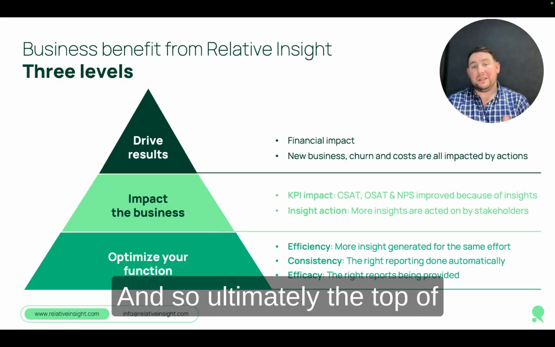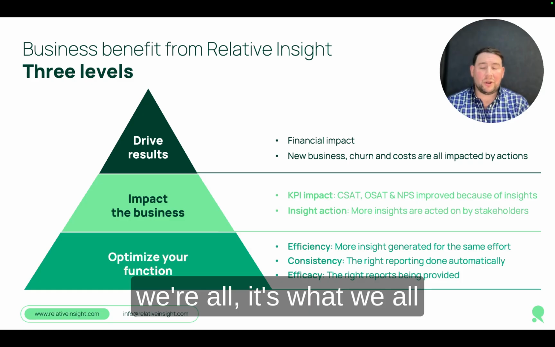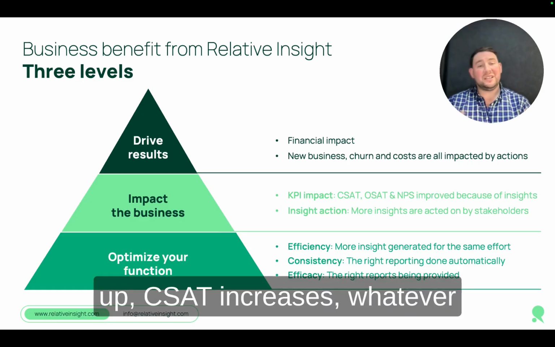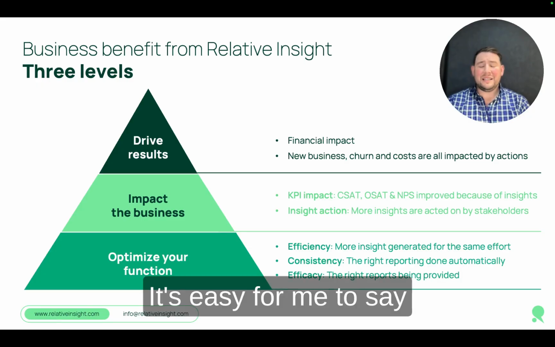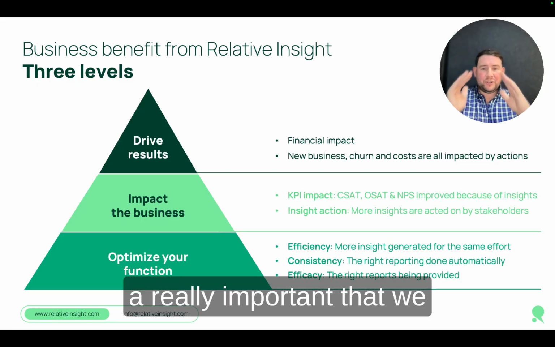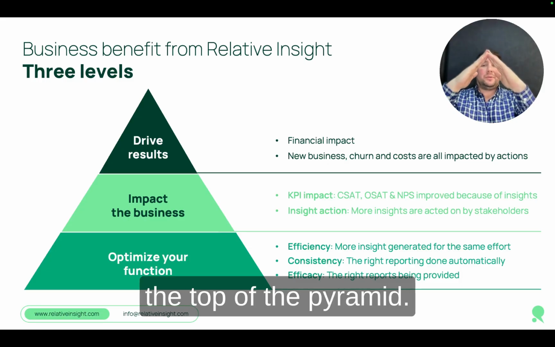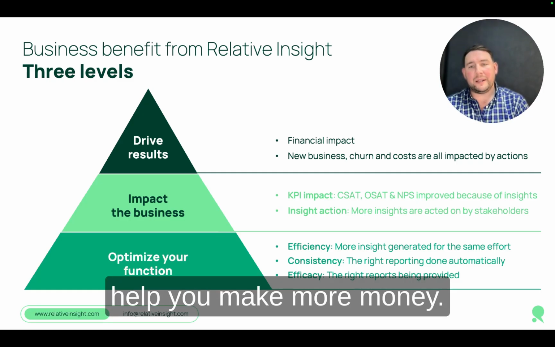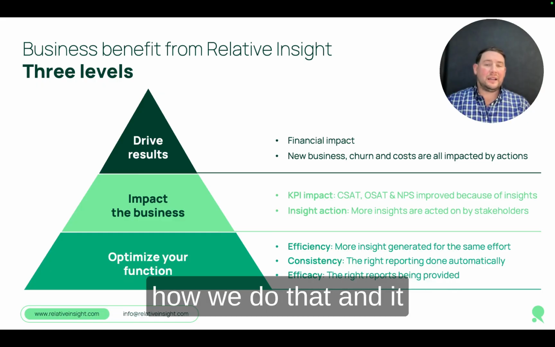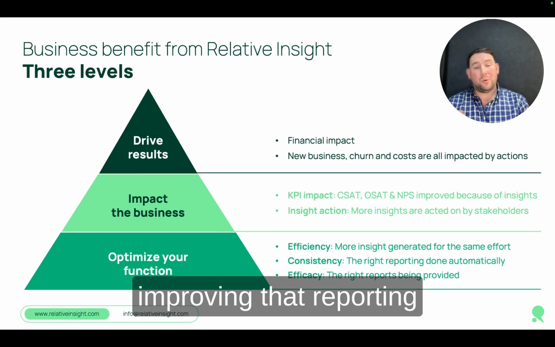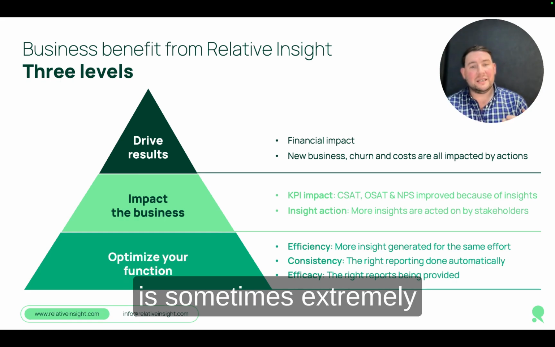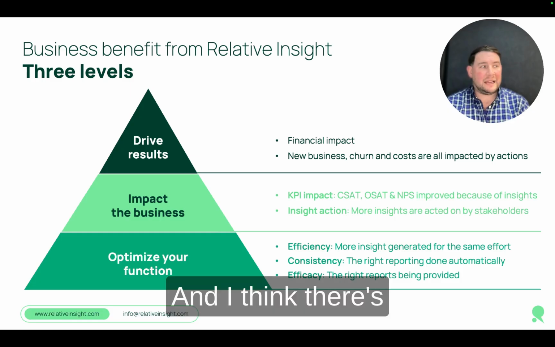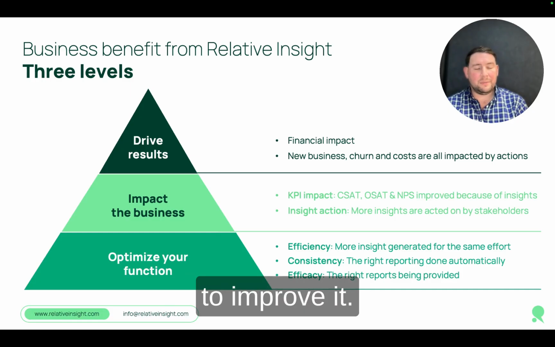And so ultimately, the top of the pyramid, which is what we all go to school for, right, is a financial win. Churn comes down, sales goes up, CSAT increases, whatever it is. It's easy for me to say that, but I think it's really important that we show our working here, that we don't just show the top of the pyramid. By implementing relative insight on top of your existing CX insight stack, it will help you make more money. It's actually that we show how we do that. And it starts with the rigor of improving that reporting, which, if I'm totally honest, is sometimes extremely manual and quite backward in its nature. And I think there's an opportunity now to improve it.